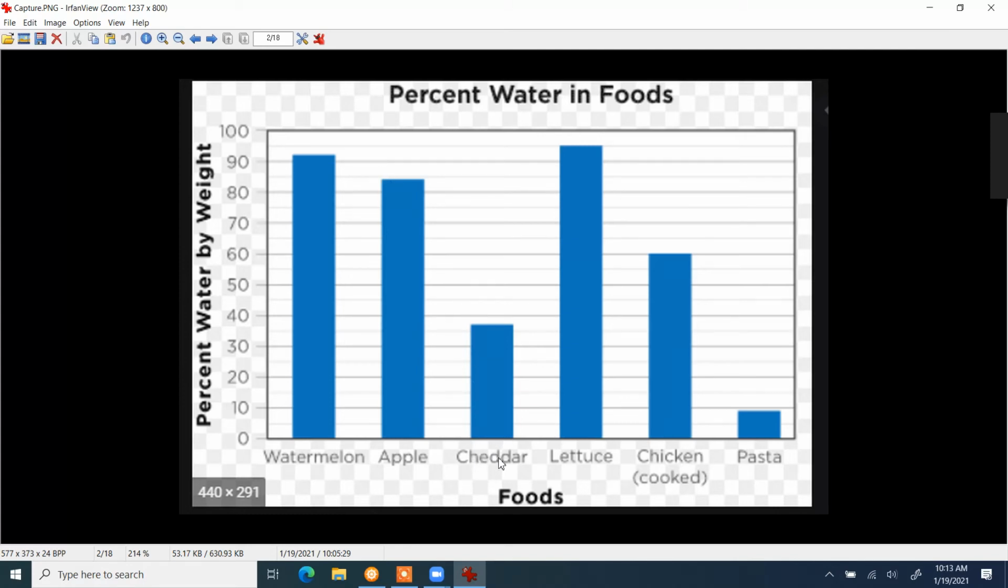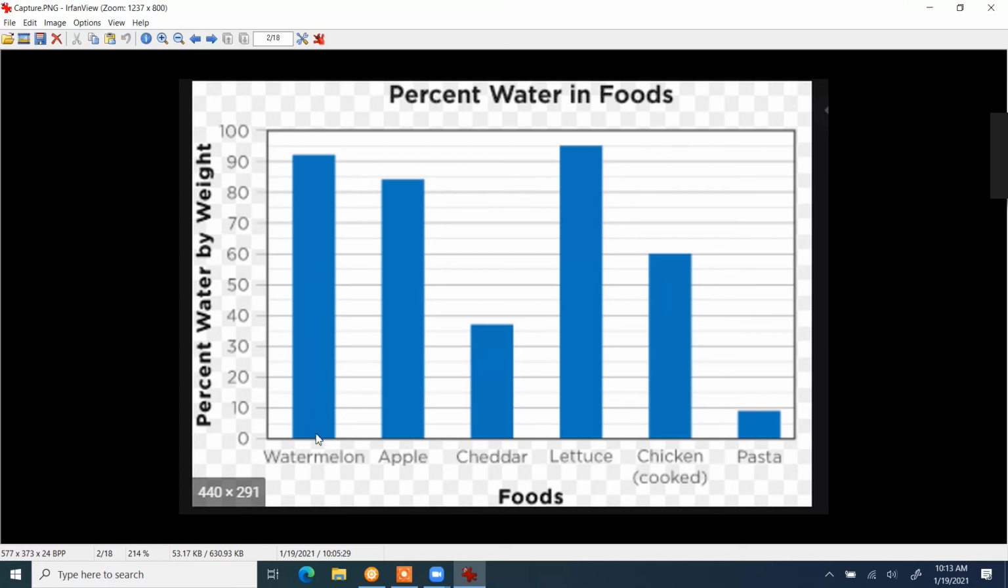We can see over here that cheddar doesn't have very much water at all, maybe like 37%, something like that, between 30 and 40%. So maybe cheddar is at about 37%. We can see that cooked pasta, that pasta right over here, has maybe only like 9%. So most of pasta is not water at all. However, most of a watermelon is water. You can see that most of the watermelon is made of water.